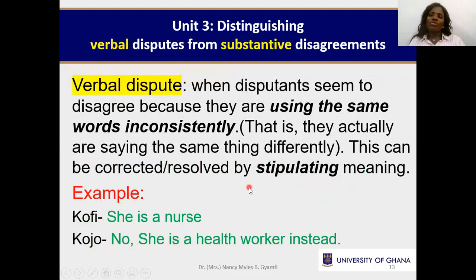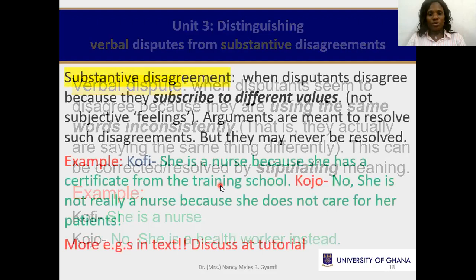Is that a disagreement? No. Someone should just tell us that mangoes are a type, an instance, an example of fruit. And then there will no longer be a disagreement. So it wasn't substantively a disagreement. It was merely a dispute. And so how do you resolve verbal disputes?